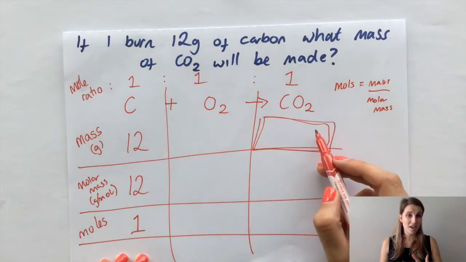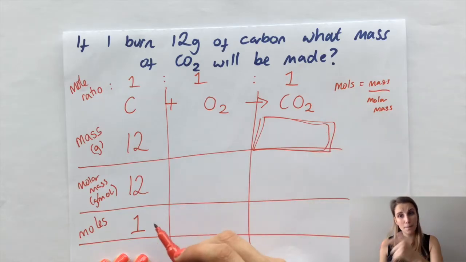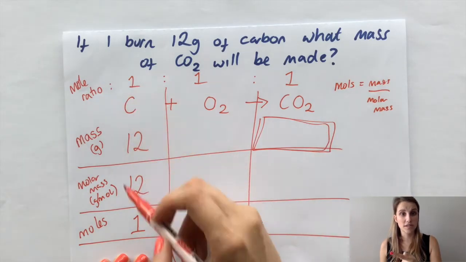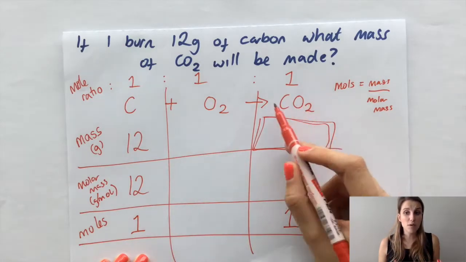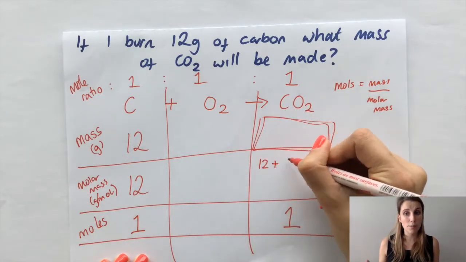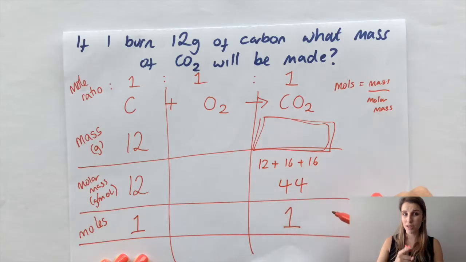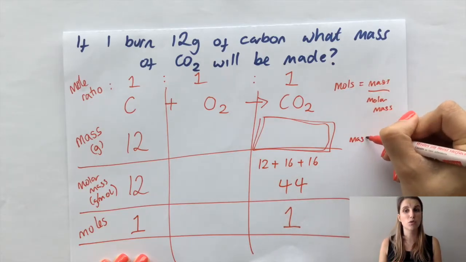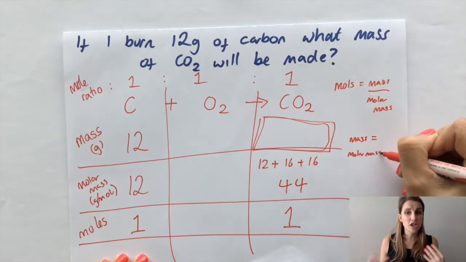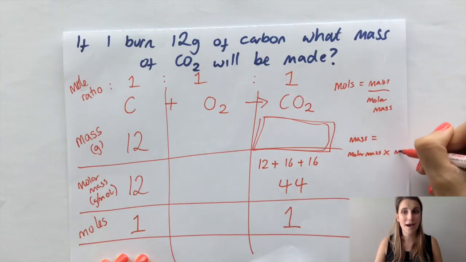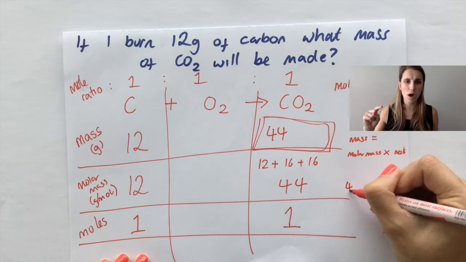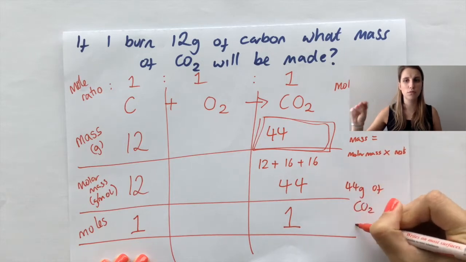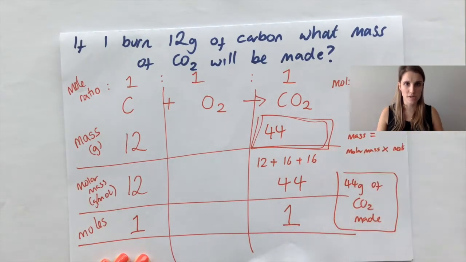I said before that if I had 1 mole of carbon, that meant that I also had 1 mole of CO2. So we can transfer that number across. If we work out the molar mass of CO2 on the periodic table, that's 12 plus 16 plus 16 gives you 44. The rearrangement of that first equation is your mass equals molar mass times the moles. So that in total will be 1 times 44 to give you 44 grams of carbon dioxide to end with.